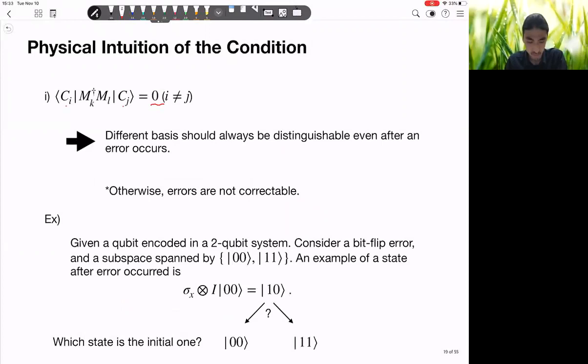So if this doesn't hold, then we cannot correct the errors. The example is as follows. If you think of a two-qubit system, let's assume there's an error sigma x tensor I acting on the states. This gives you the state 1, 0. But we cannot guess what the initial state was. Was it 0, 0 or 1, 1? So in this case, obviously it is not correctable. This condition is critical to have a correctable cold subspace.